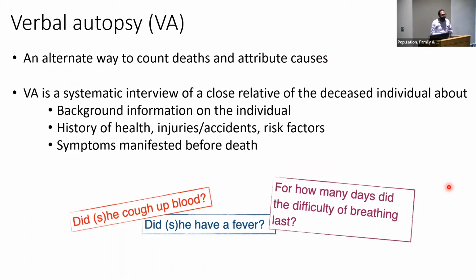So verbal autopsies, in the absence of more comprehensive cause of death data, have become the mainstay to get information about cause of death in many countries. It's like a survey, like a census of the deceased. The government or the program sends out field workers to homes and they do a survey, getting information from the relatives of the deceased, and that survey is very systematic.